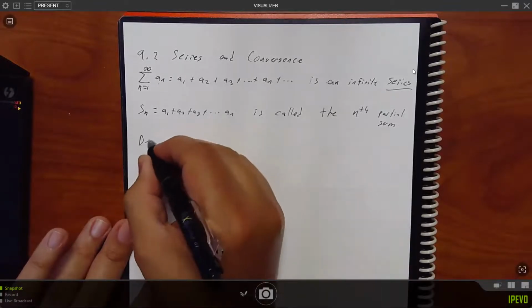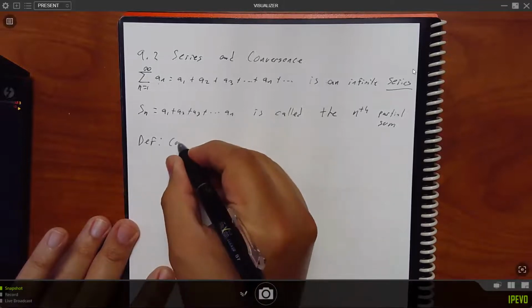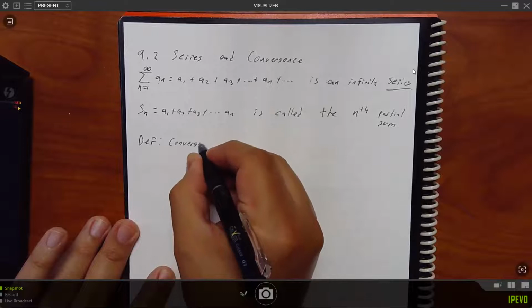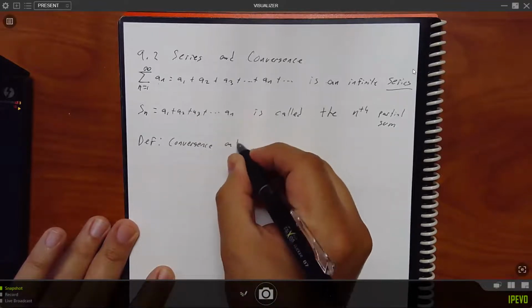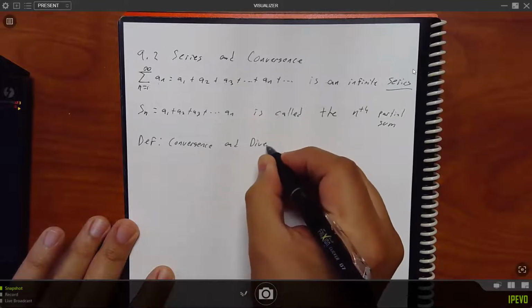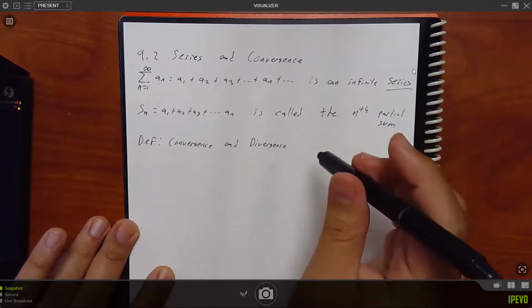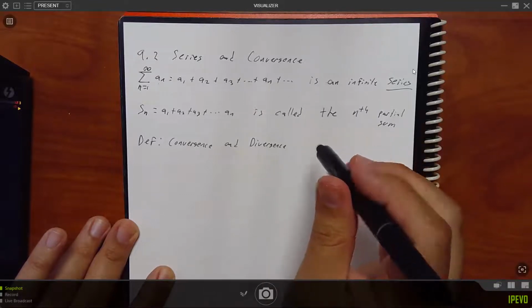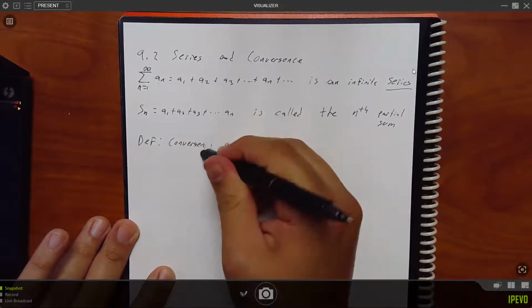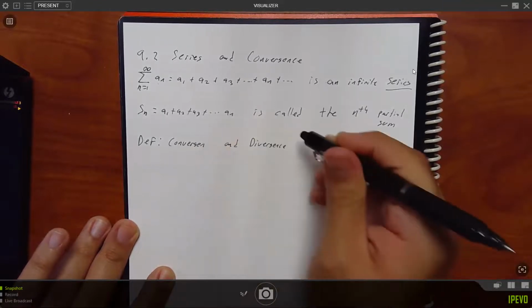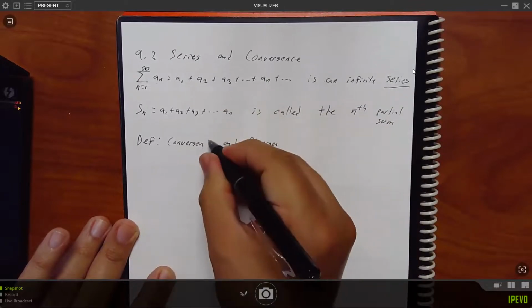Definition. Convergence and divergence. Let me phrase that better. Convergent with a T and divergent.